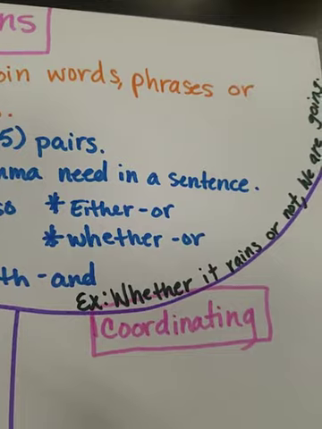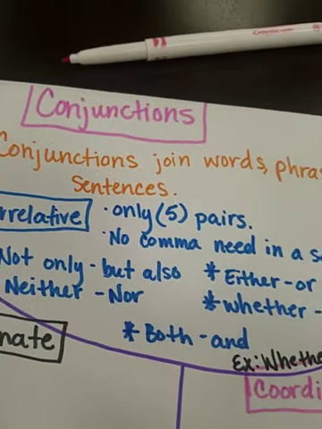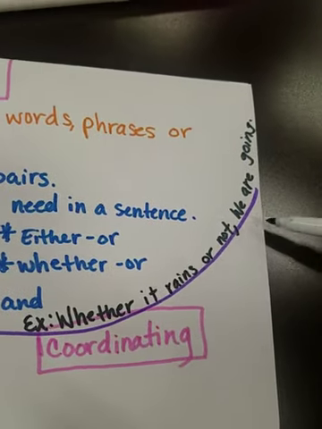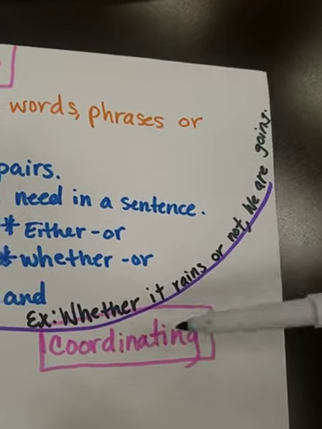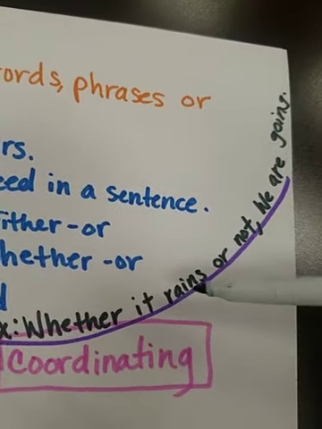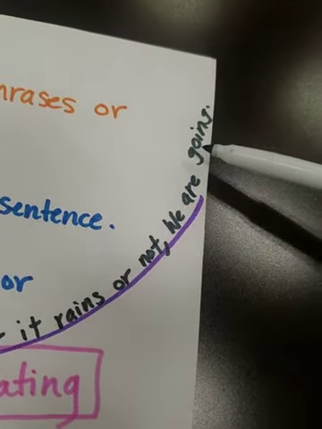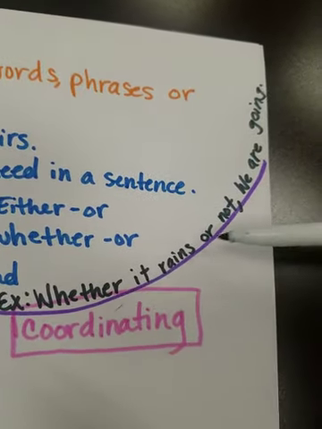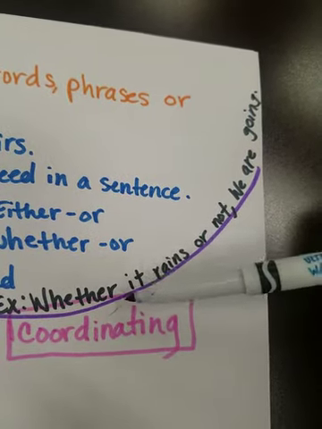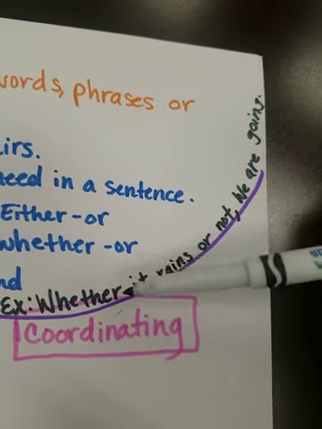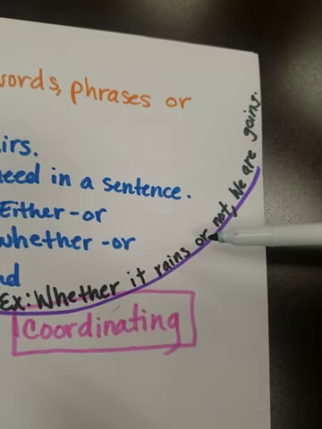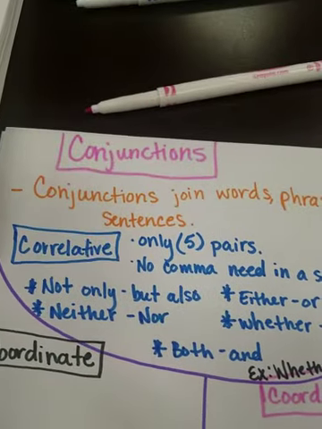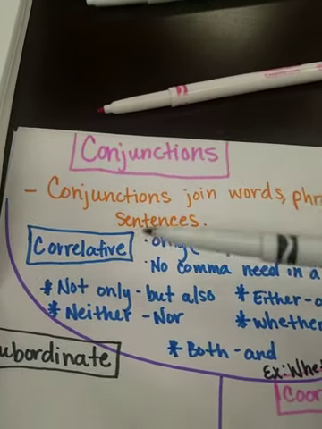Here's an example sentence that I wrote for the correlative conjunction whether, or. And I used it as a complex sentence, so there is a comma here in the middle. My sentence is, whether it rains or not, we're going. So whether is at the very beginning of the sentence and or is here. Even though there are words in between the two conjunctions, these are still a pair. Whether and or are the conjunctions for correlative here.